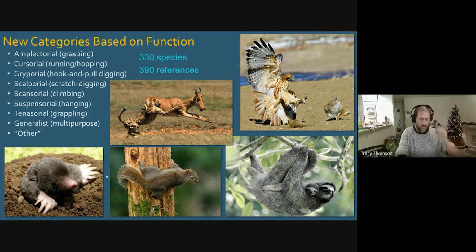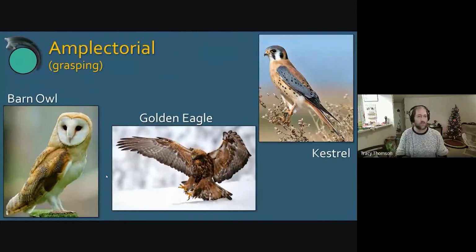I'm going to go through these one at a time just so we have an idea of what each of these functions is. The first one is Amplectorial, or grasping. Birds of prey do this, as I mentioned already: they will wrap their digits around the prey animal and then squeeze it to death. There's no puncturing of the animal involved. If there is, it's accidental. It's not the primary mode that it uses to kill the animal. So these are birds that wrap their claws around an animal.